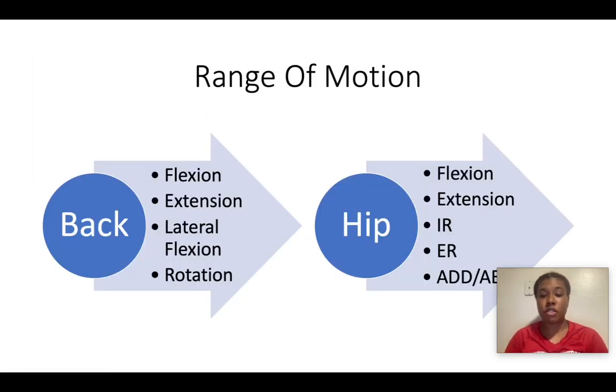So next is range of motion. We want to look at the range of motion for the back and the hip. For the back, we're looking at flexion, extension, lateral flexion, and rotation, as well as for the hip, flexion, extension, internal rotation, external rotation, adduction, abduction.